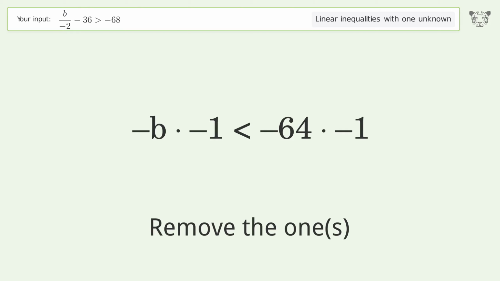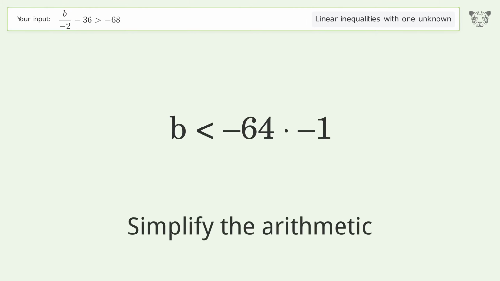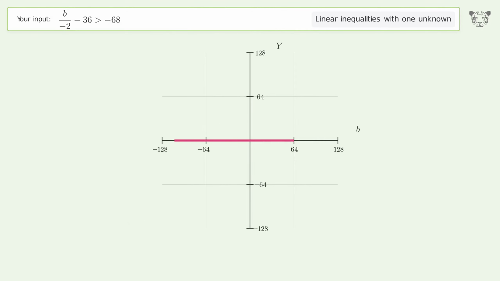Remove the ones. Simplify the arithmetic. Plot the solution on a coordinate grid. And so the final result is b smaller than 64.